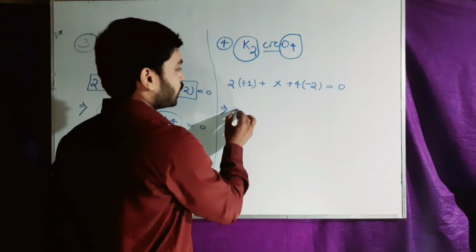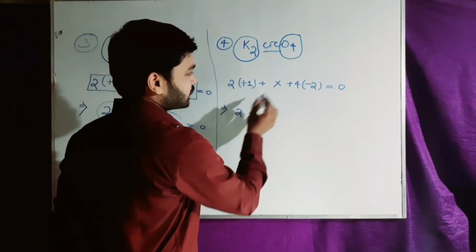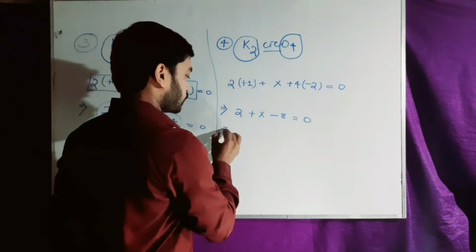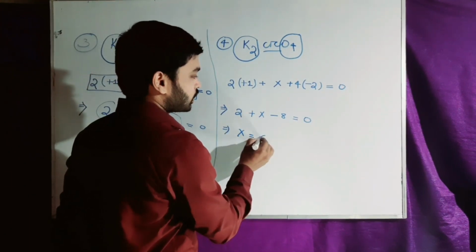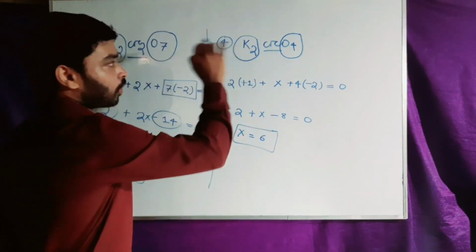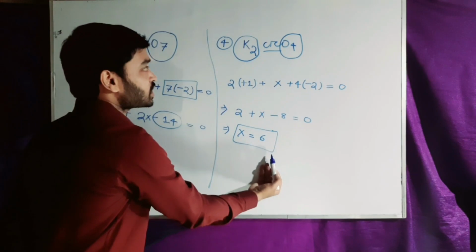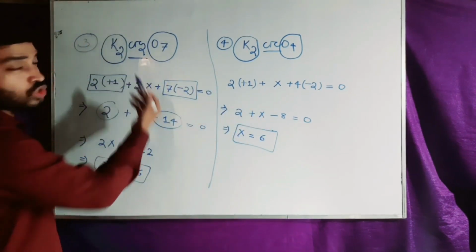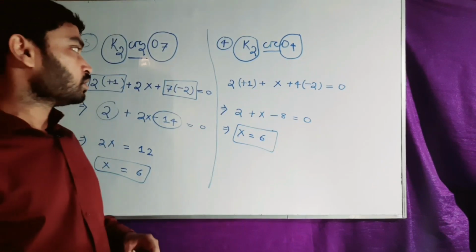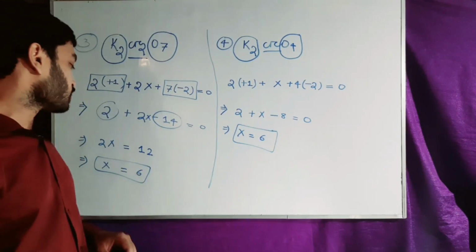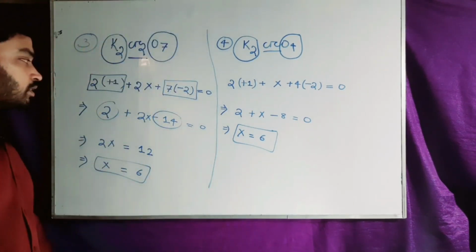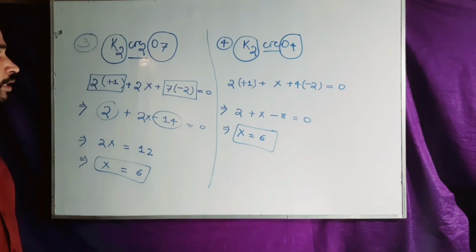So the equation becomes 2 plus x minus 8 equals 0, so x will be 6. So you can mark that in this compound also chromium exists in +6 oxidation number. If you have done it correctly, you should mention it in the comment section. So first check your answer. After that we will go for another 2 questions.